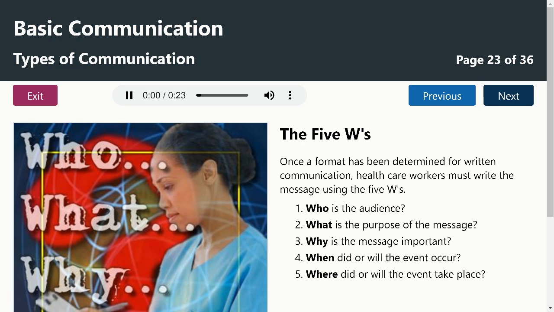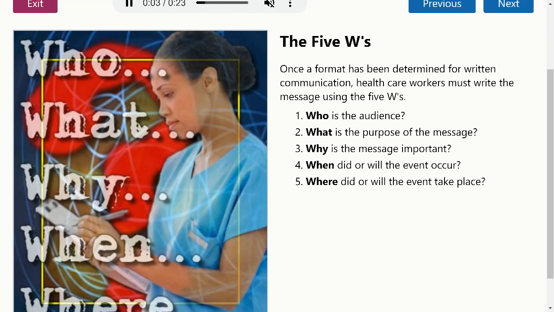The 5 W's. Once a format has been determined for written communication, healthcare workers must write the message using the 5 W's. So you have who is the audience, what is the purpose of the message, why is the message important, when did or will the event occur, where did or will the event take place. So you've got your who, what, why, when, and where.